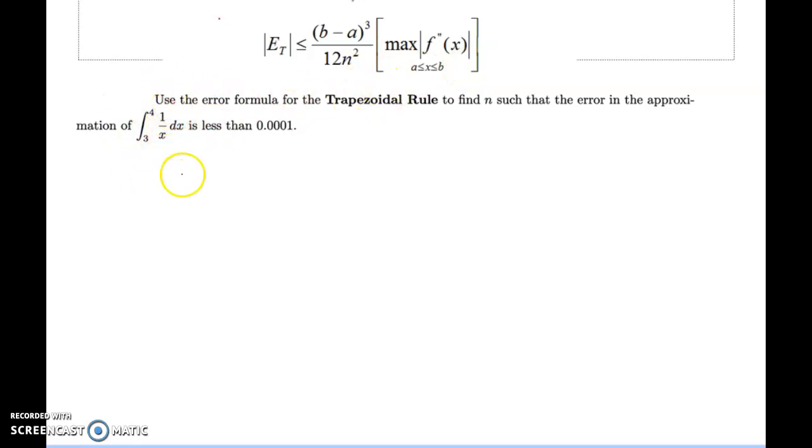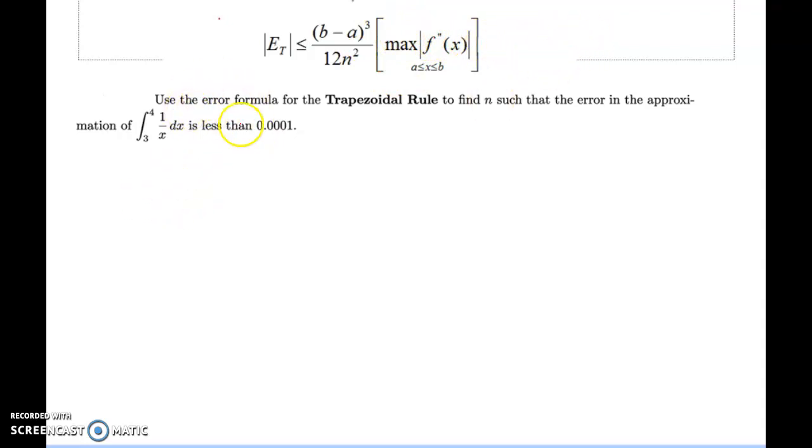Here a and b represent the lower limit and the upper limit of the integral, n represents the number of subintervals, and the maximum of f double dash of x, where f double dash of x represents the second derivative of the given function f of x. We need to find the second derivative, apply the endpoints, then find the maximum. We get this maximum of modulus of f double dash of x.